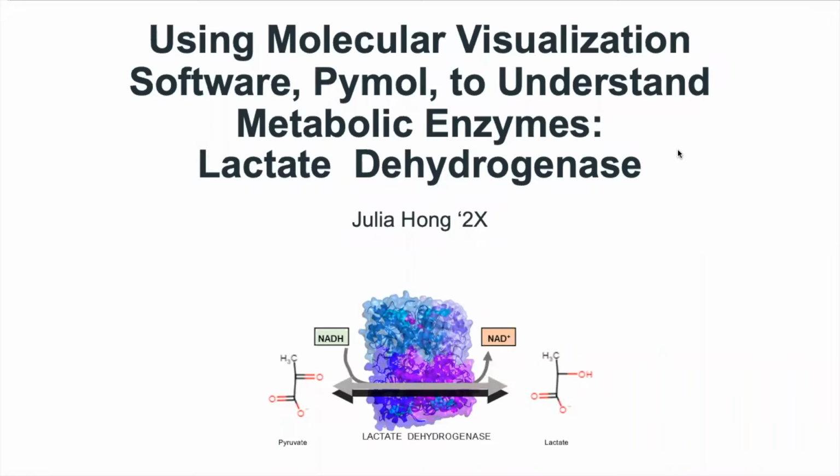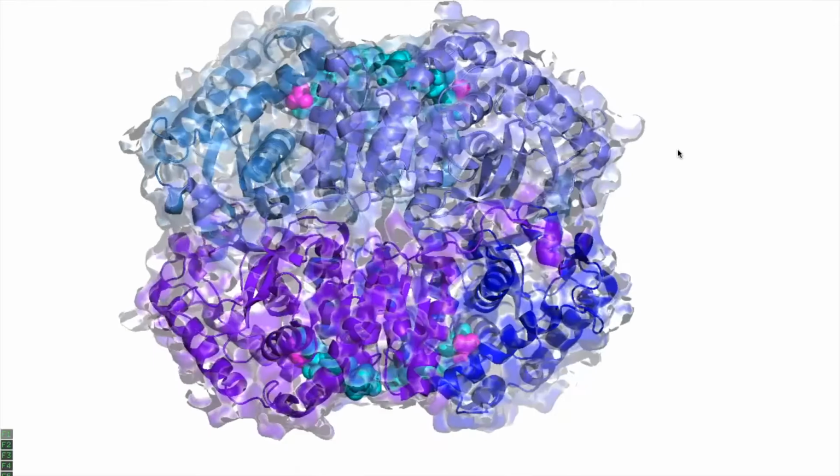For my part in our Biochemistry 2 project, I did the enzyme lactate dehydrogenase, LDH. LDH is present in our muscles and heart. It catalyzes an important reaction that helps provide us with energy through oxidation.